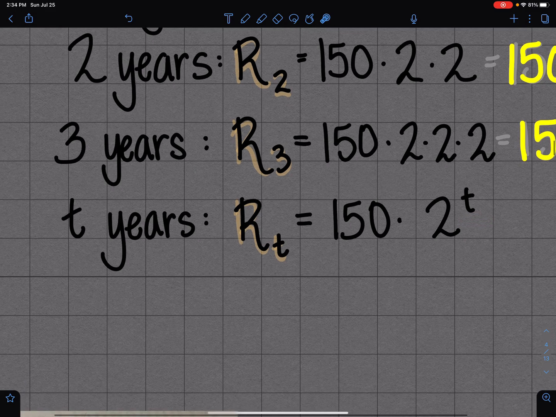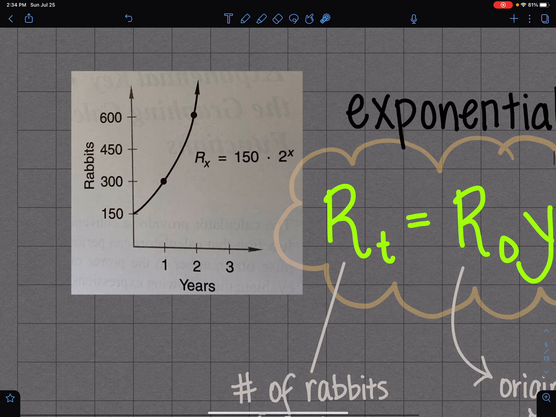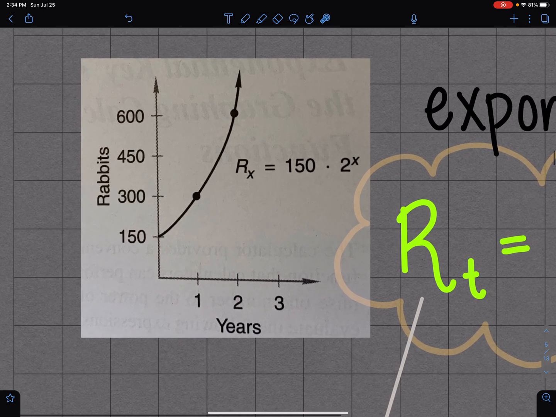Now, if you were to graph the number of rabbits over the number of years, you would get a graph that looks like this. So this is the number of years. On the y-axis, we have the number of rabbits. Now, we didn't start with 0. We started with 150 rabbits. So that's why you start here with x at 0 years and y is 150. That's the starting point. And then after 1 year, it doubles to 300. It doubles to 600. It would double again to 1200 after 3 years, right? So this is the overall equation.